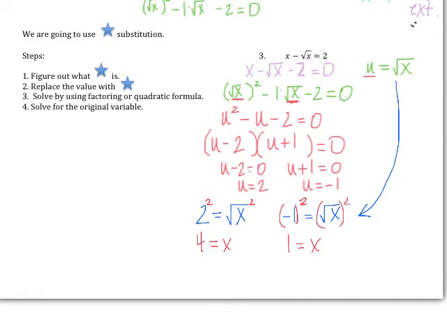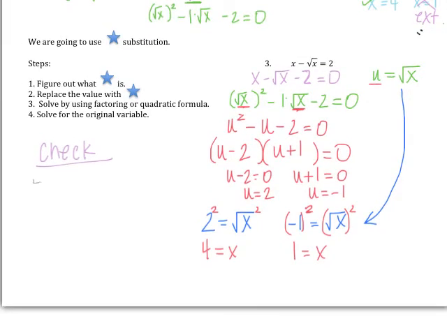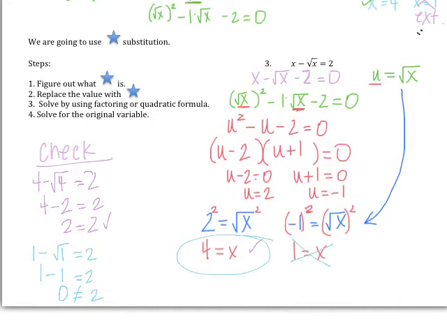Since going back to my original equation, it has an x under a radical, which means its domain is restricted, I need to check these answers. So I'm going to check 4 and 1 to see if they work. 4 minus the square root of 4 equals 2. So that's 4 minus 2 equals 2. And that one works. And now let's check 1. 1 minus the square root of 1 equals 2. 1 minus 1 is 0, which does not equal 2. So that one does not work. 4 is our only answer.